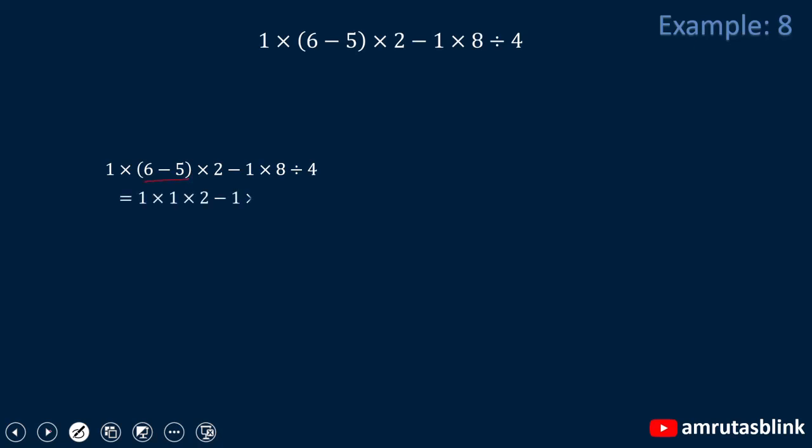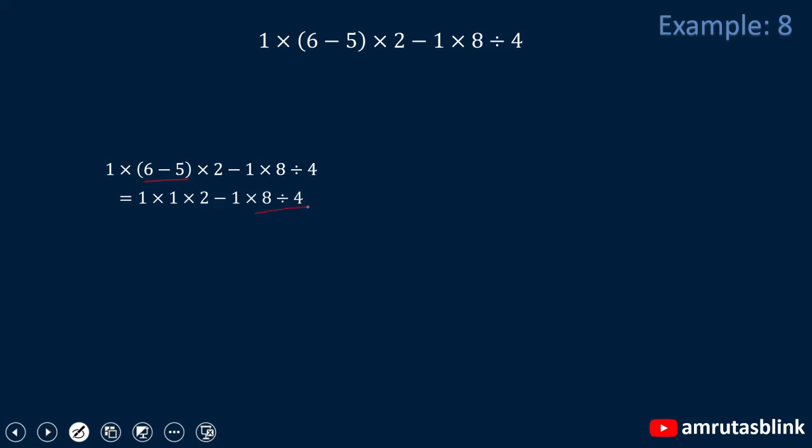We'll move to example number 8. 1 × (6 − 5) × 2 − 1 × 8 ÷ 4. So we just need to solve 1 × (6 − 5) × 2 − 1 × 8 ÷ 4. First of all we'll solve this bracket. So 1 × 1 × 2 − 1 × 8 ÷ 4.